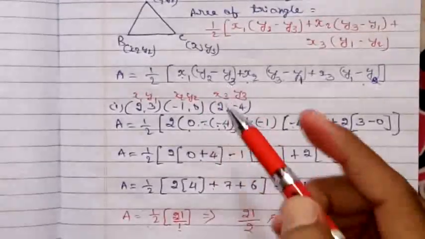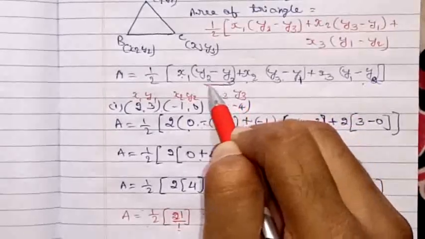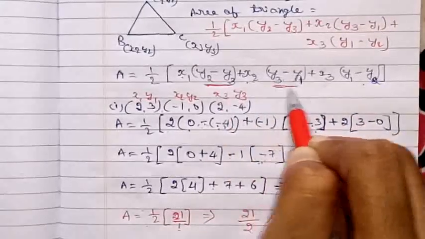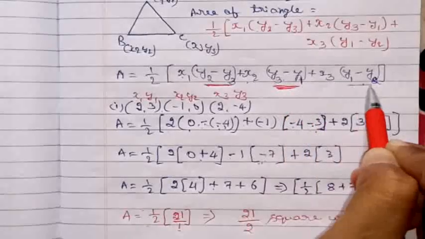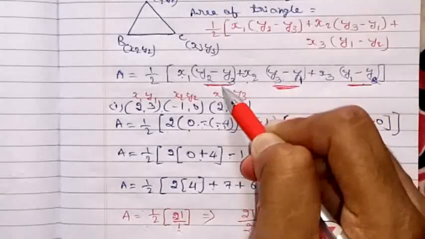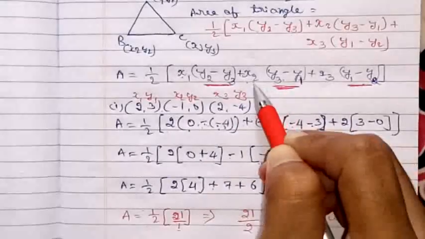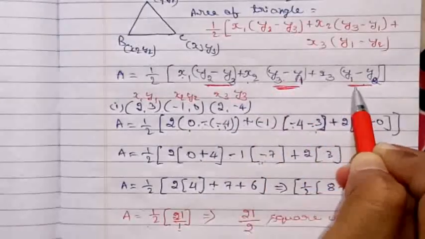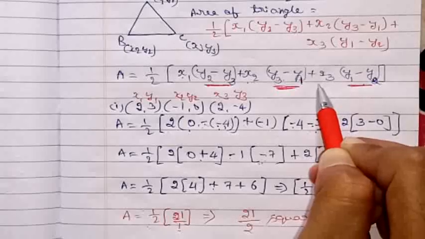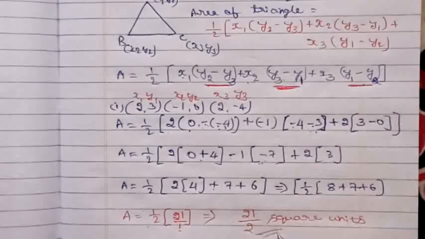First you need to do this. This is the first part, this is the second part, and this is the third part. Afterwards you need to multiply this by x1, and afterwards multiply this by x2. Afterwards you need to multiply this by x3, right? And this is the answer for the first question.